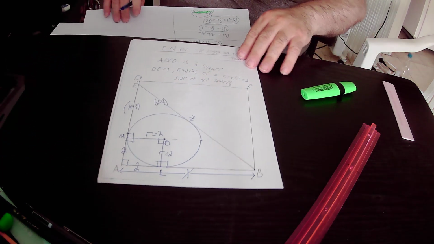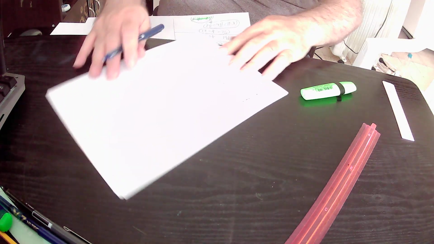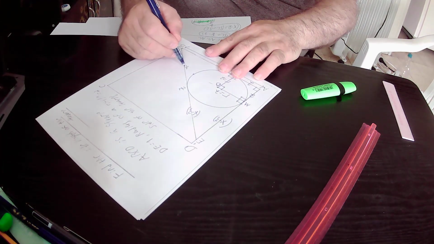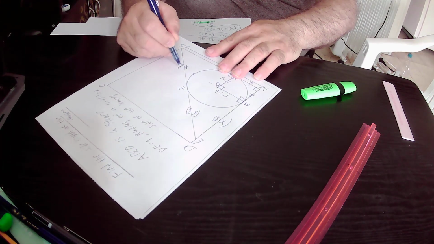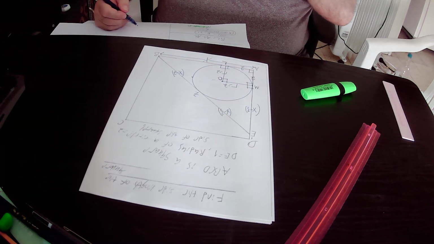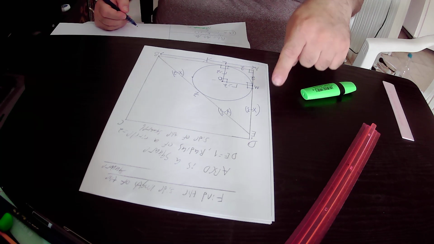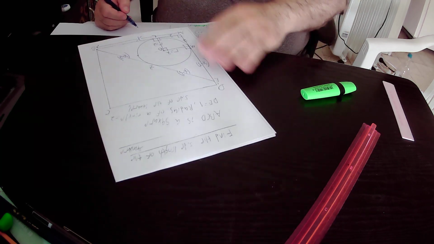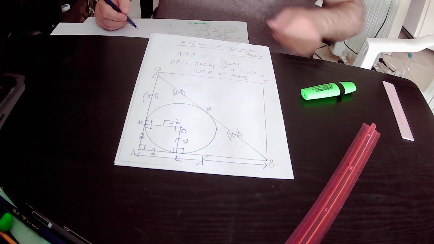So BZ equals x minus 2. And what is the length of line segment AE? Here, the length of AE.